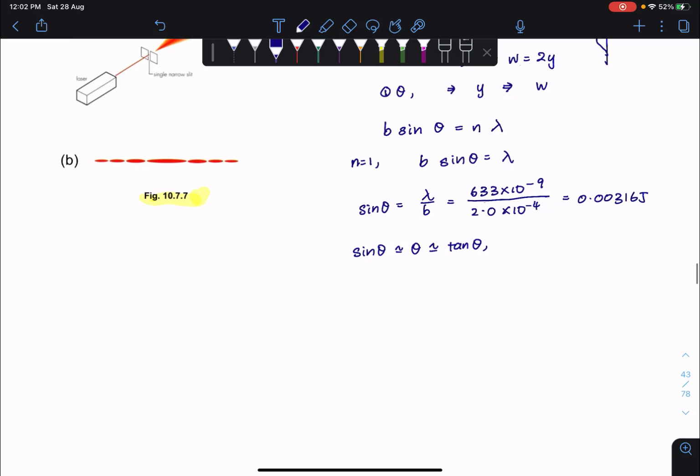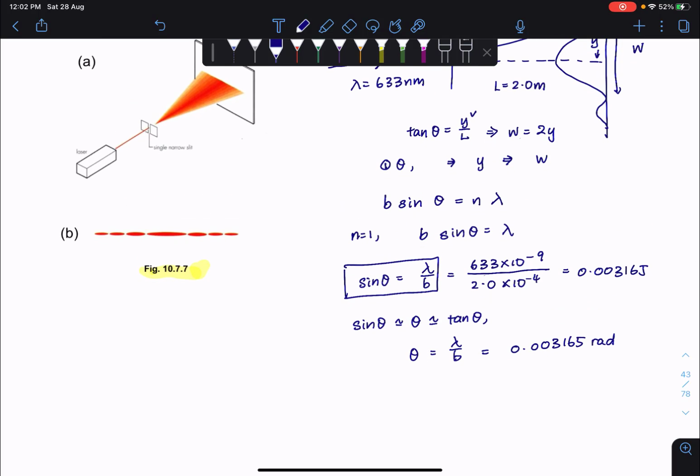Now, if we apply small angle approximation here, then sine theta is approximately theta, is approximately tangent theta when it is in radians. Then we can approximate this equation by theta equals lambda over b. And with that, that gives me 0.003165 radians. Earlier on, remember what we want to do? We want to find theta. So we've determined theta itself, and then what we can do is determine y.